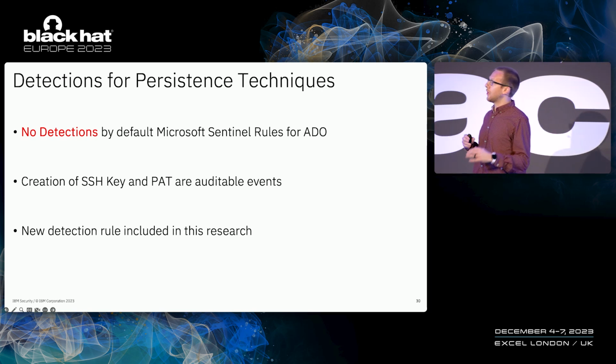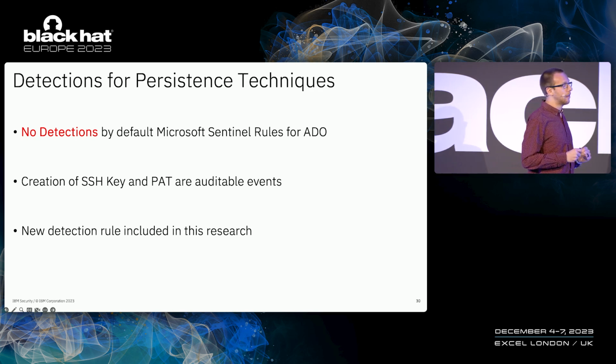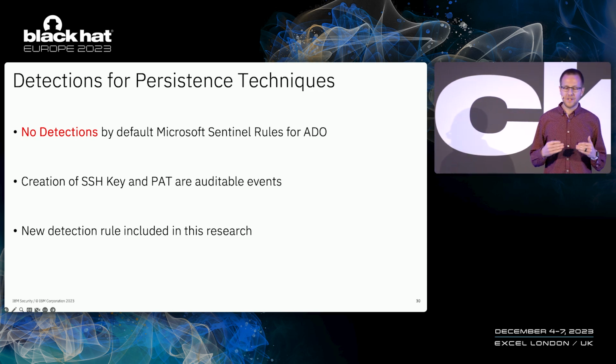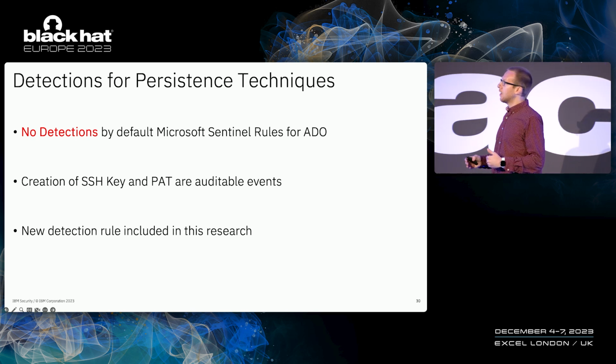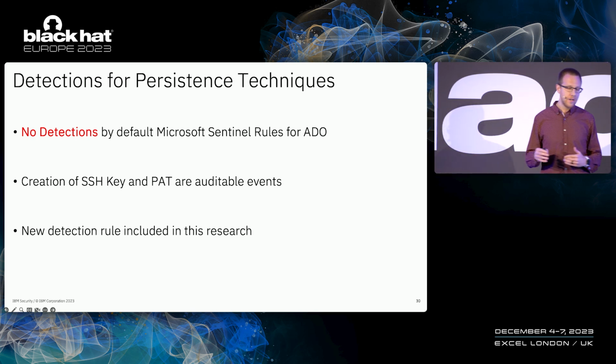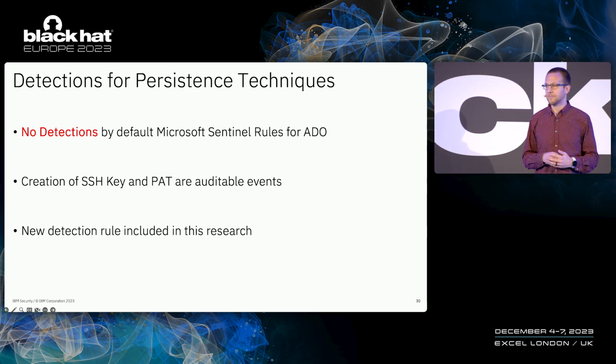Now, creating an SSH key or a personal access token, that is an auditable event. However, there aren't any type of detections in the default Sentinel rules for Azure DevOps that cover this activity. Therefore, I included a new detection rule as part of this research that I'm going to show a little bit later.